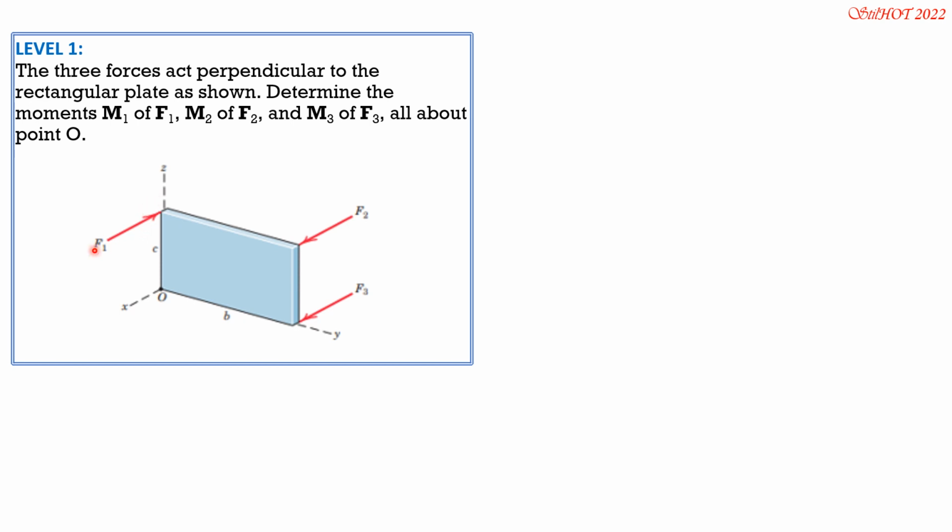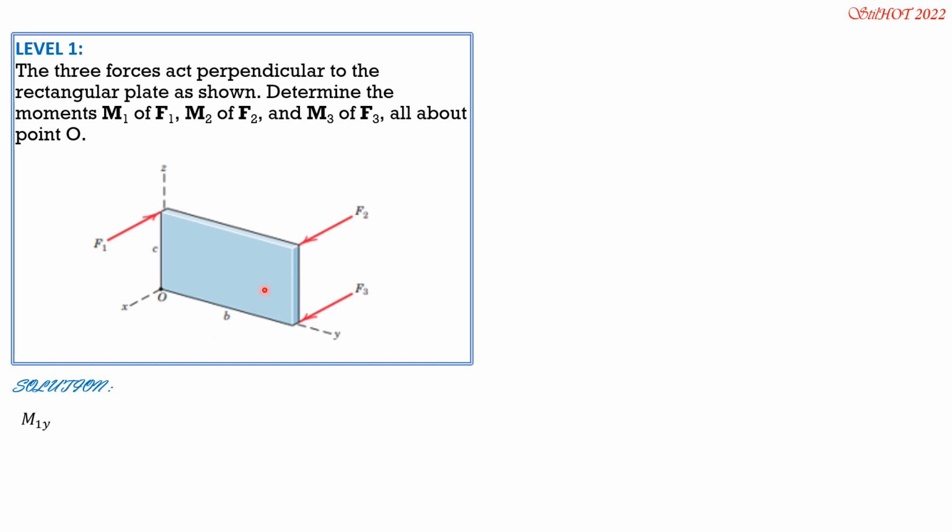For F1, it is parallel to the x-axis, so it has no moment about OX, but about OY there is. So position your right thumb towards the positive y-axis. The curling of your forefingers would be in this sense. So that's the positive moment about the y-axis, about OY. But F1 is opposite to that. Its moment is in that direction. Therefore, by scalar approach, the moment of F1 about OY is negative F1 times C.